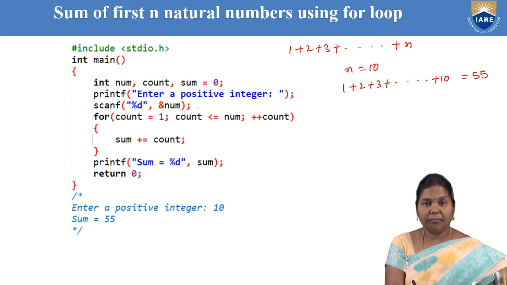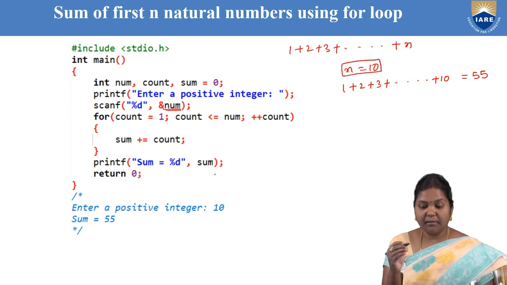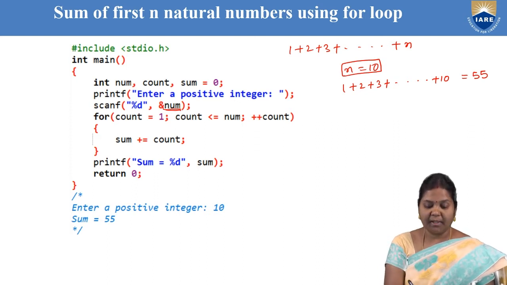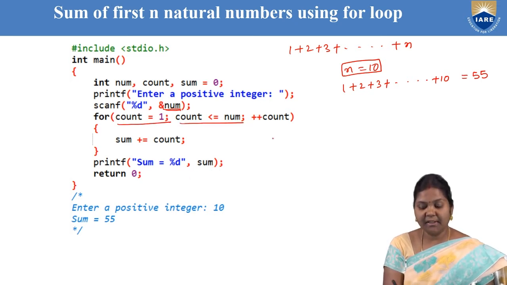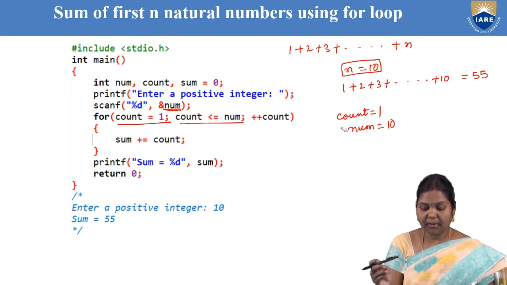First read a number. Enter a positive number, that is the num value. The num value is nothing but the number up to which you want to find the sum of natural numbers. After that you write the for loop. Initially count is equal to 1 and the condition is count less than or equal to num. Suppose count is 1 and num is 10. The test condition: 1 is less than or equal to 10.